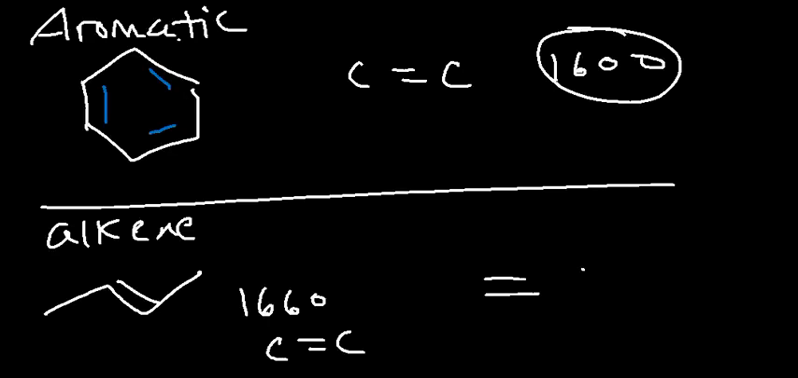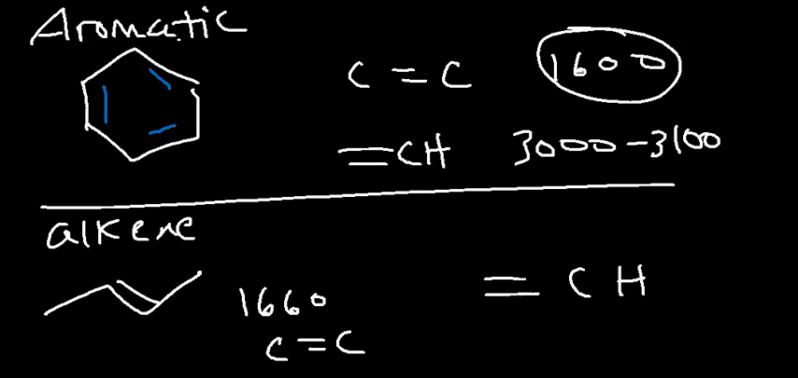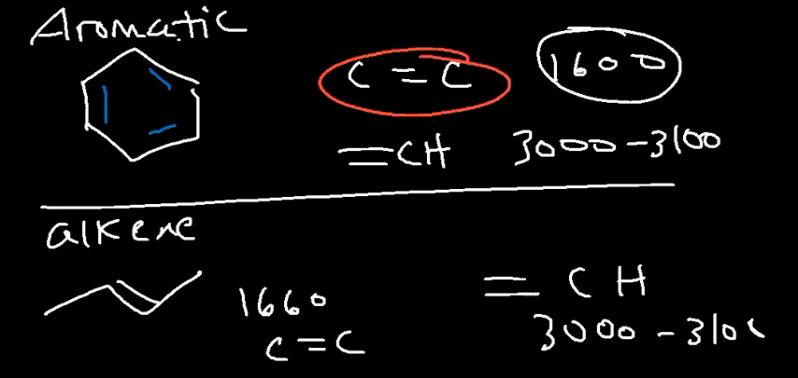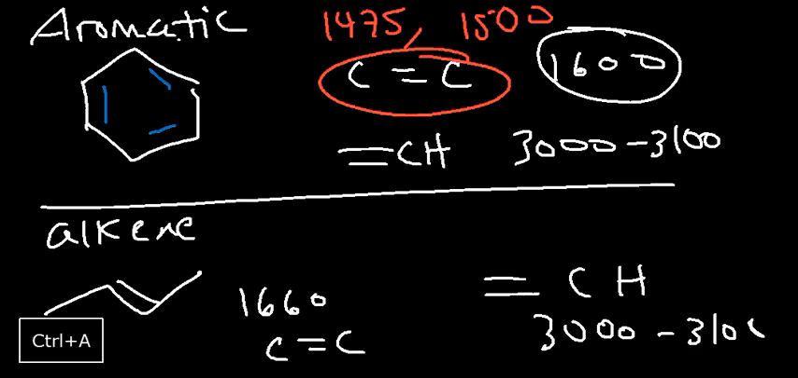Now, both of them have this double bond CH stretch, which is around 3000 to 3100. So you'll see that with an aromatic ring or an alkene. But now, here's where they differ. An aromatic ring also has another signal, a C double bond C stretch at like 1475, and sometimes another one around 1500. So let me show you how it will look on a graph.